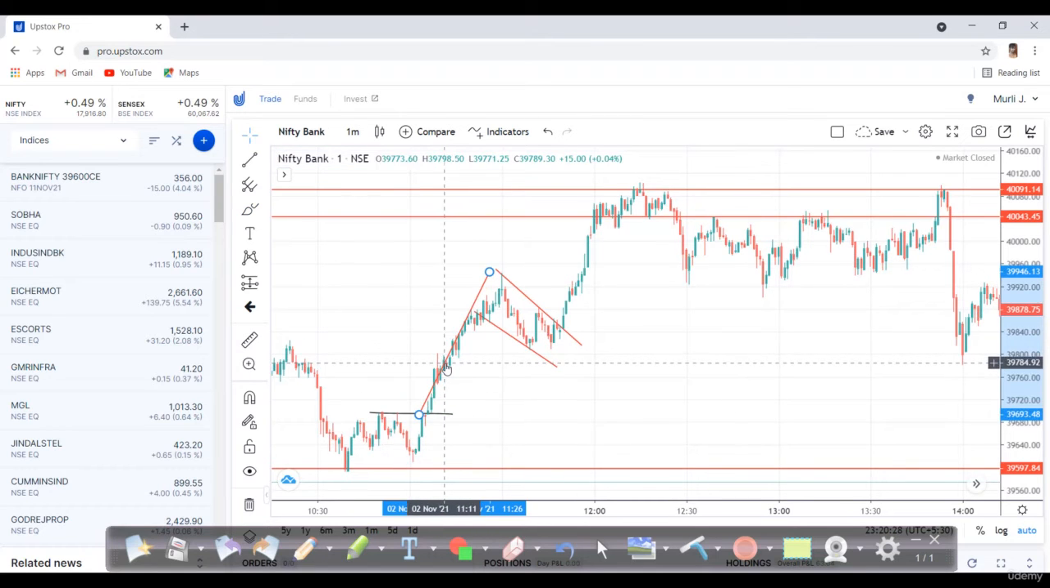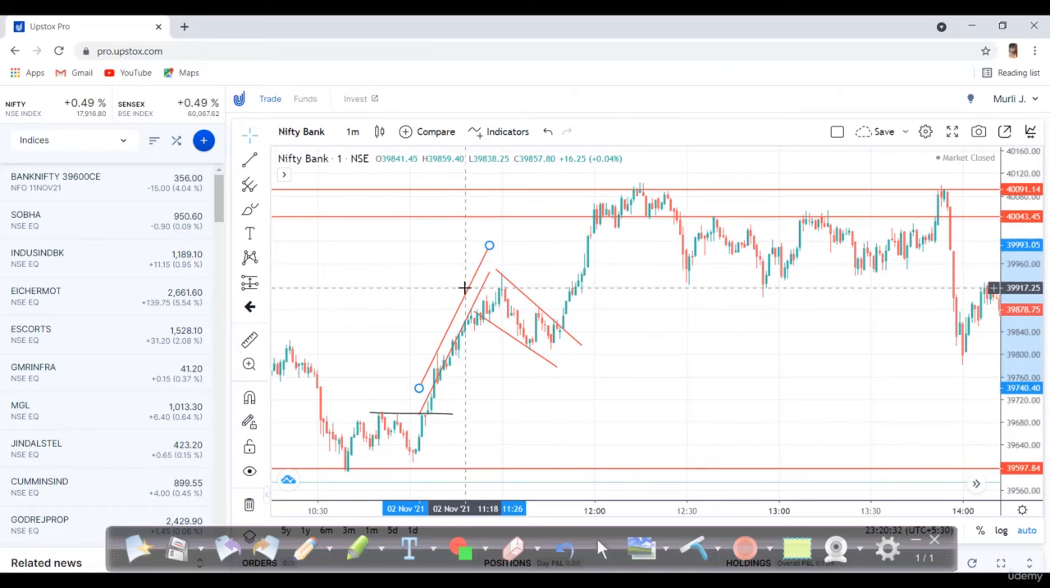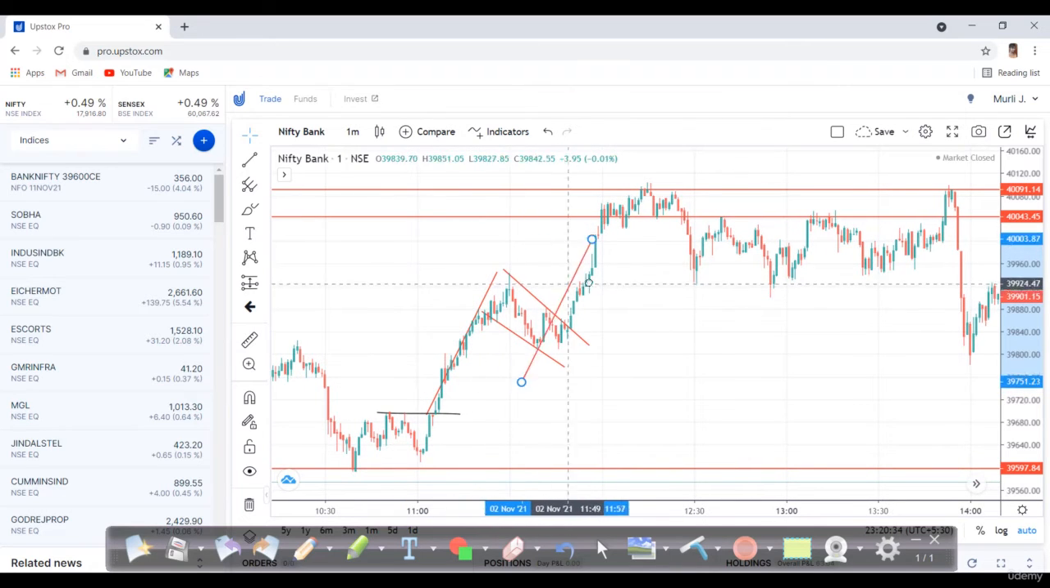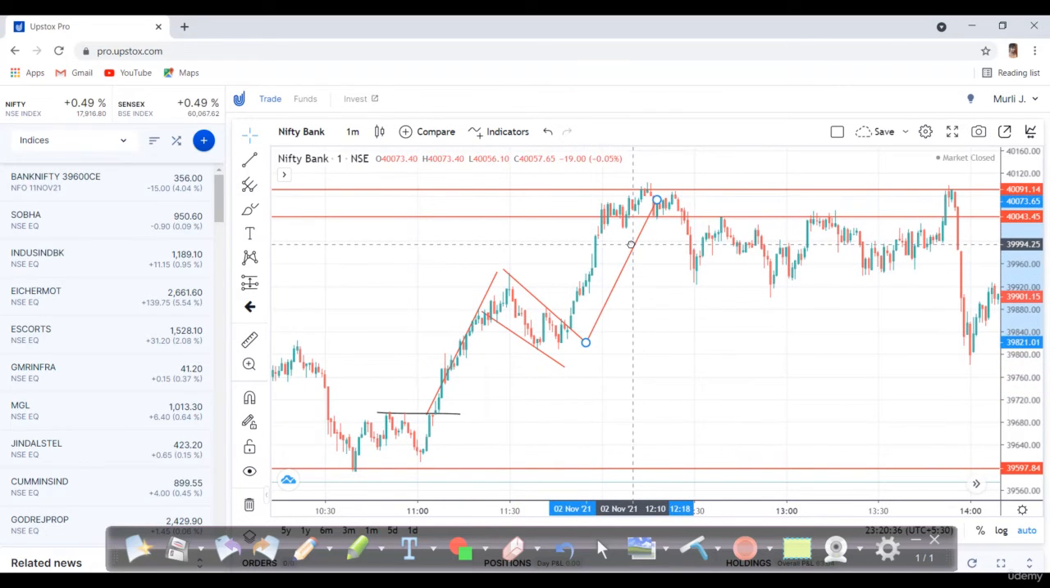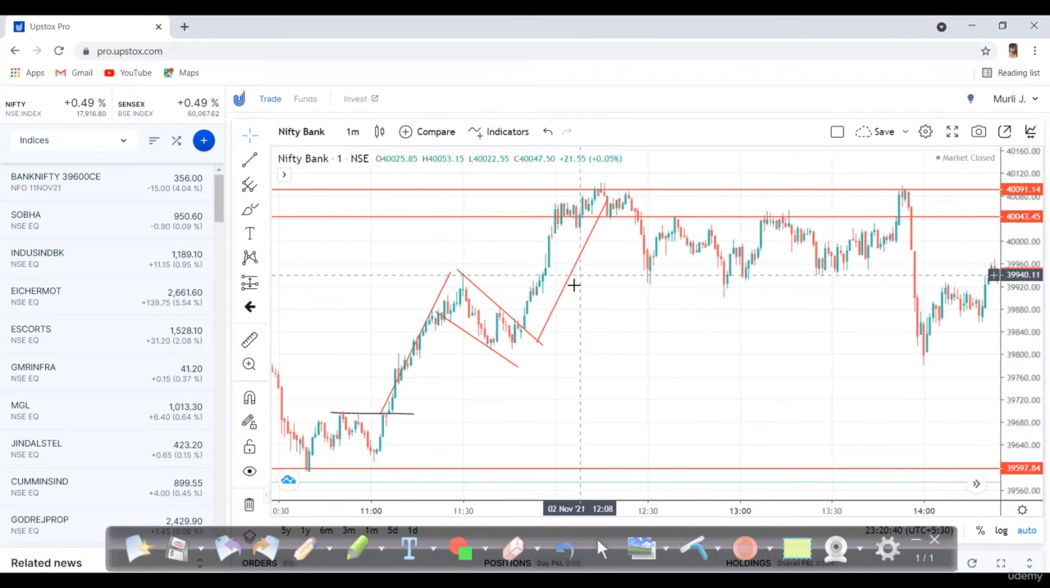I just copy paste, I will recreate the same pole, and I will place this pole on the chart like this. If I place this, if you see, I am getting the exact target just like the pole, right? Just like the pole.